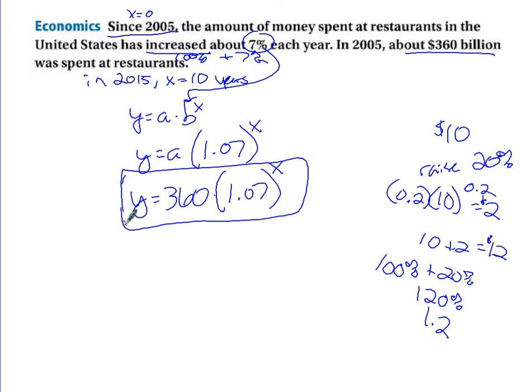That is 10 years since 2005. That's right, that's why we talked about this. In 2015, that means x is 10. So we're going to plug 10 in right here. So we have y equals 360 times 1.07 to the 10th power.